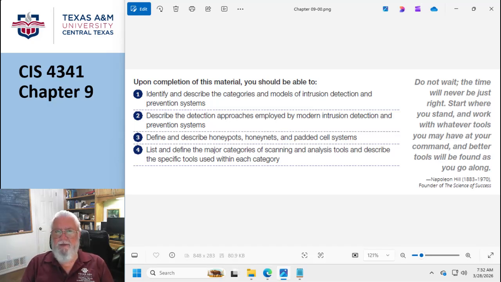A false negative, that just makes sense, right? We know it, but a false negative is I failed to detect a real attack. A false positive is I responded to something that was not an attack. Okay.